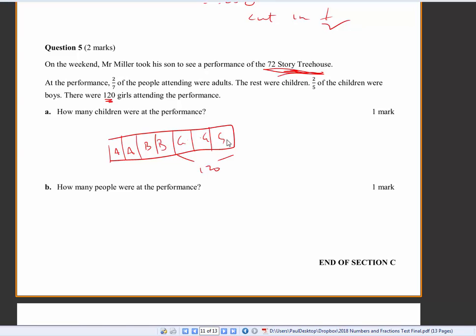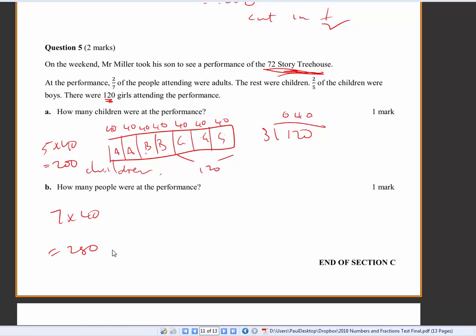And we've got 3 parts is 120. So if I go 3 into 120, 0, 4, 0, that means each part must be worth 40. Okay, so the children are all of these boys and girls. 1, 2, 3, 4, 5. 5 times 40. Answer 200 children. Okay, how many people were at the performance? We've got 7 parts in total, so 7 times 40 equals 280 people.